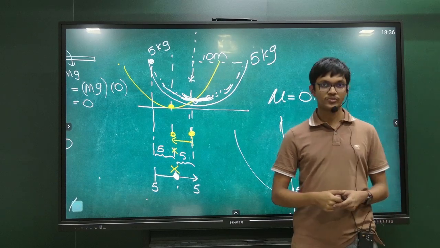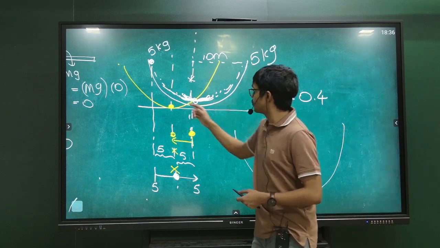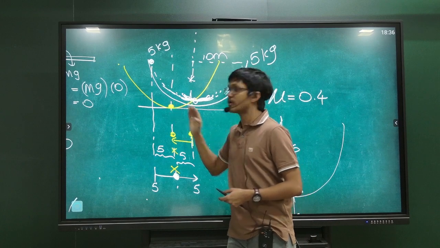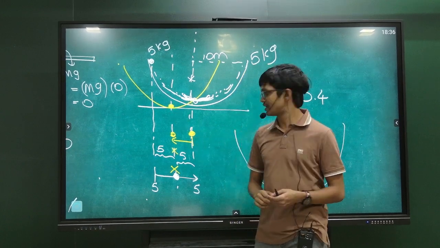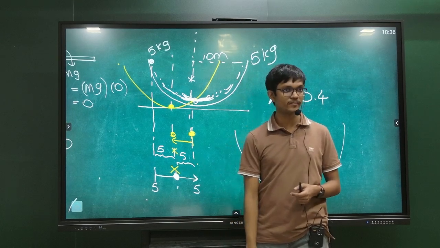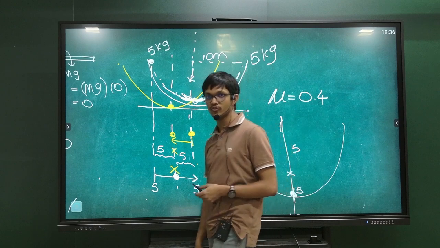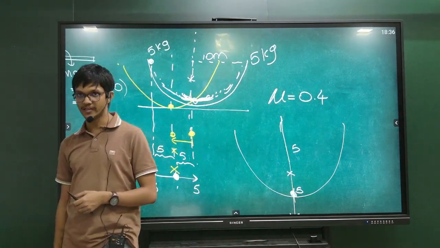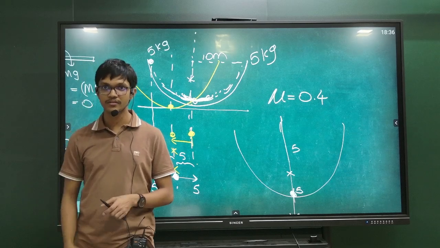Clear? So this thing will move up to this point. Clear? That means it will move a distance of 5 meters. Clear? So the center of gravity will move 5 meters. Is that clear?